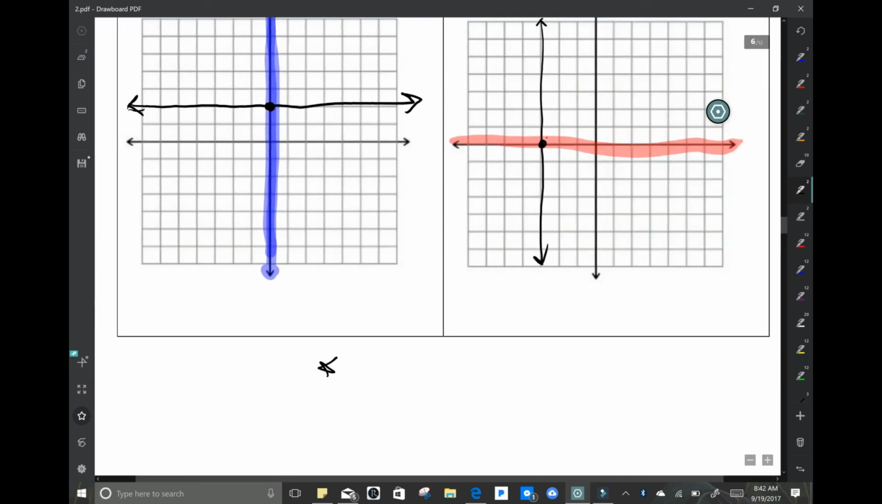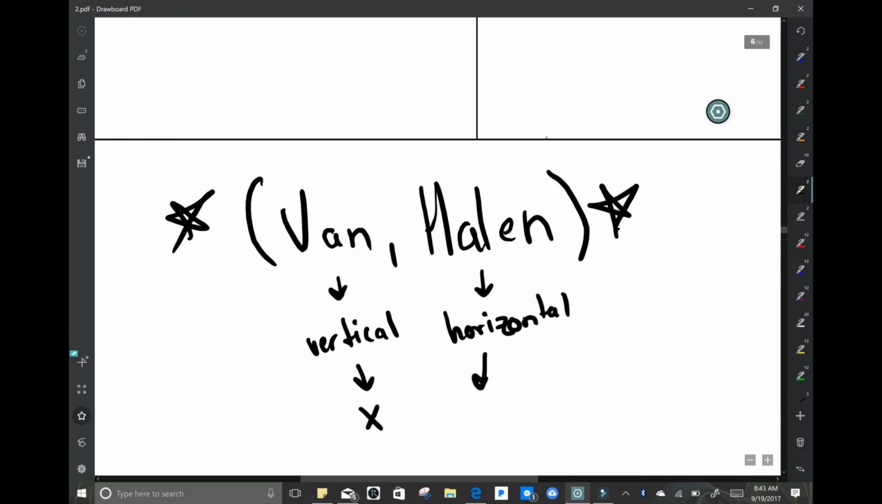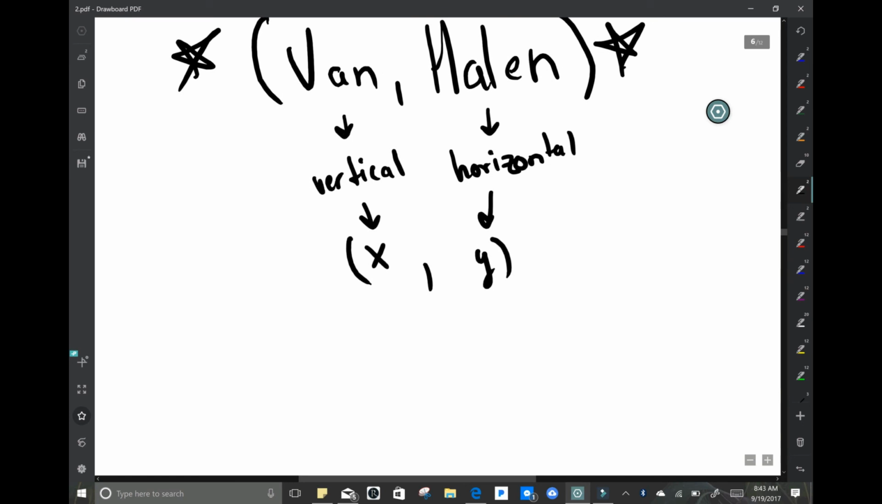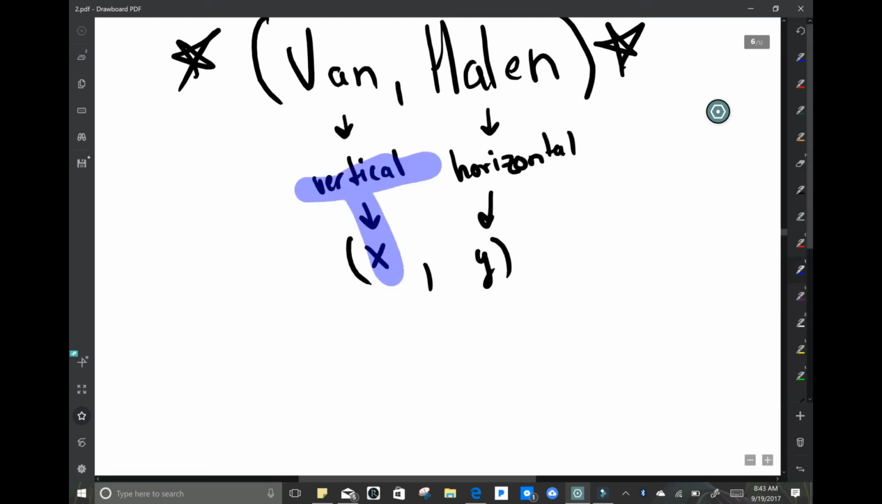Tips and tricks to remember vertical, horizontal: Van Halen. You're like, what? Who is that band? If you don't know, look them up. They're a pretty cool band. Anyway, Van Halen, VH, can correspond to vertical, horizontal, if you look at coordinate pairs. And what we're learning is that vertical is X, horizontal is Y. So you could choose Van Halen, Van Helsing, Van Heusen, Vanessa Hudgens, anything that gives you your VH combo. The key thing is X is vertical and Y is horizontal.